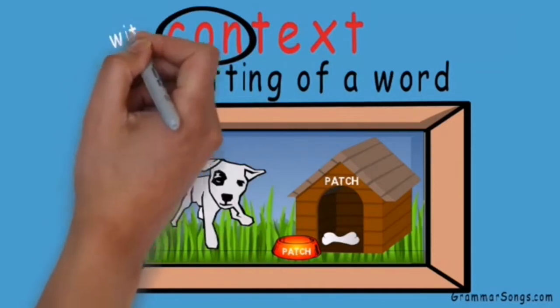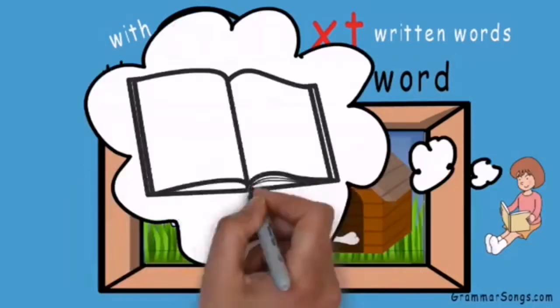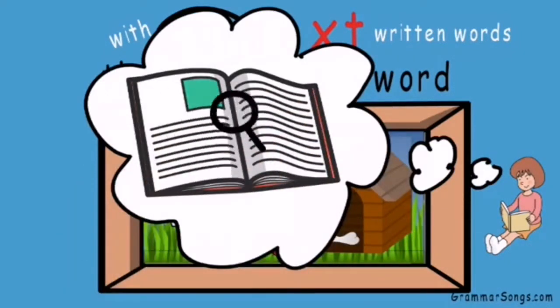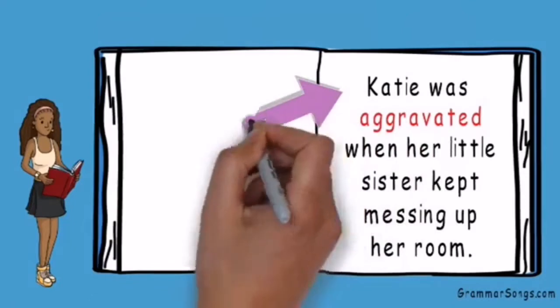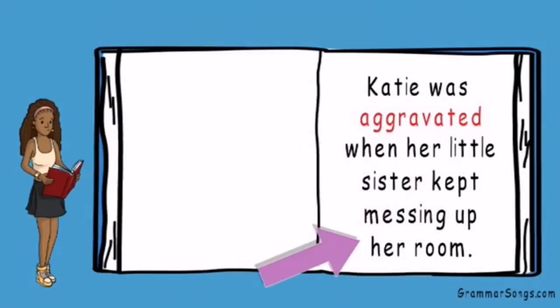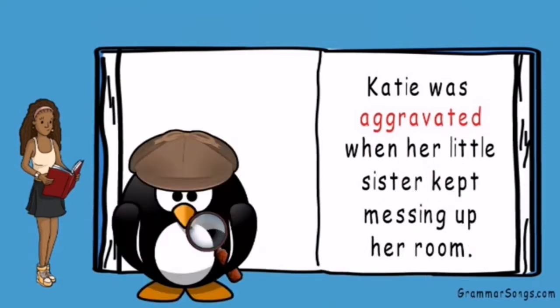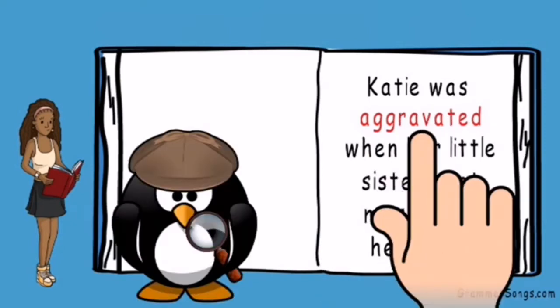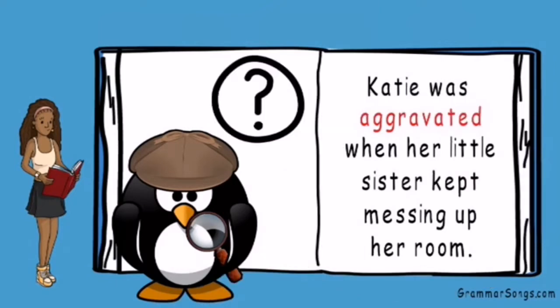Con is a prefix meaning with. Text means written words. As a reader, you are looking for clues within the written words to help you understand unfamiliar words or phrases. How will I know where to find them? A word's context includes the words and sentences around it. This is where you can find clues to the meanings of a word that you don't know. What clues do you see? Well, we know Katie was something, so we need to read the rest of the sentence to figure this out. When her little sister kept messing up her room. So what could Katie be if her little sister is messing up her room?